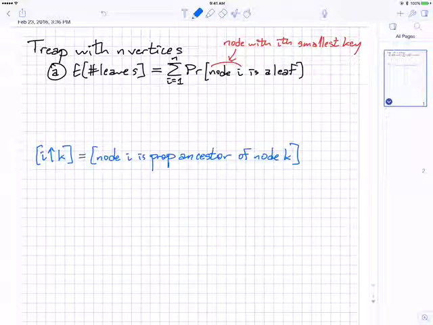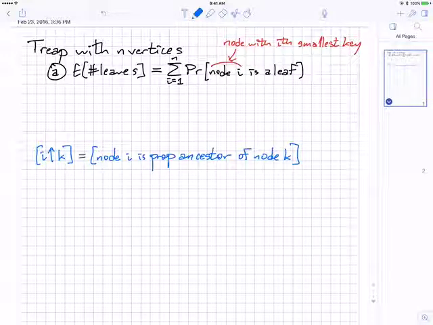So is there a way that we can express node I as a leaf in terms of these other indicator variables that we've already seen? I'm sorry? You're jumping ahead. It's true, but let's try to get there. Let's try to evolve our way to the answer rather than jumping in, because if we just sort of jump in, then it's hard to extrapolate to any other problem. Node I is a leaf if it is not a proper ancestor of any other node.